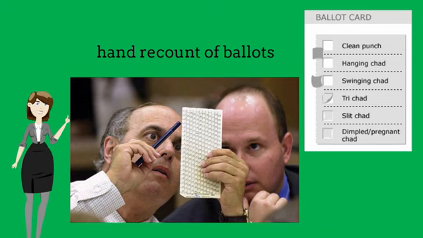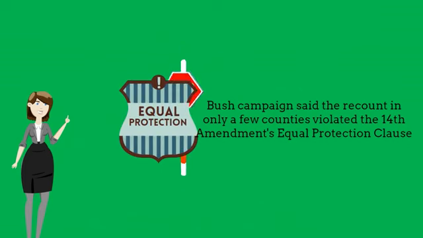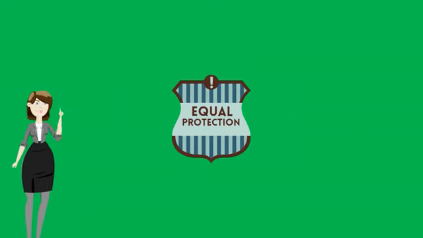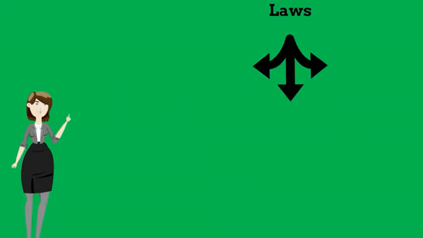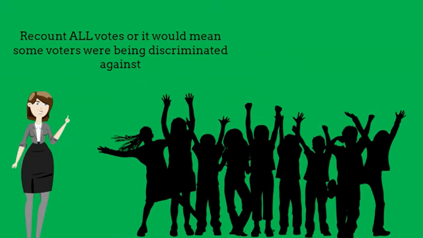Ahead in the race, Bush asked the U.S. Supreme Court to stop the recount, arguing that it violated the Equal Protection Clause of the 14th Amendment. Because that clause says states must apply the law equally to everyone, Bush argued that state election officials could not do a recount of some votes. State election officials had to recount all votes, or some citizens would be discriminated against.